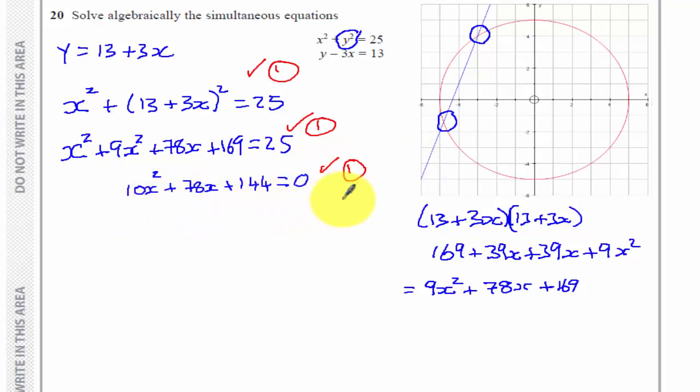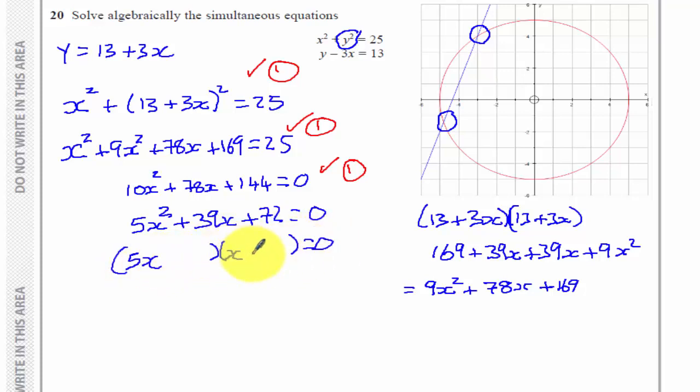Now to make this a little easier to work with, I'm just going to divide everything by 2. So 10x squared divided by 2 is 5x squared. Half of 78 is 39. Half of 144 is 72, and half of 0 is 0. This gives me fewer options for how to factorize it. For example, when it was 10x squared, I could have used 10x and 1x at the start of the bracket, or 5x and 2x. Now, if this does factorize, and if it doesn't, I'll have to go on to using the formula.